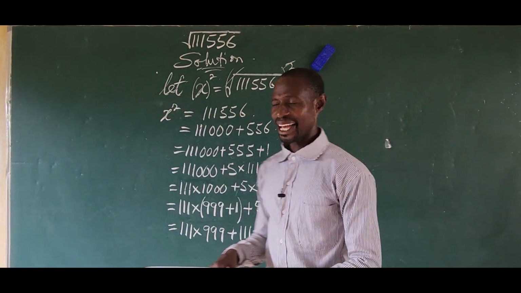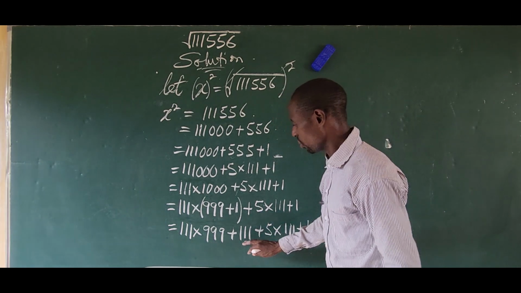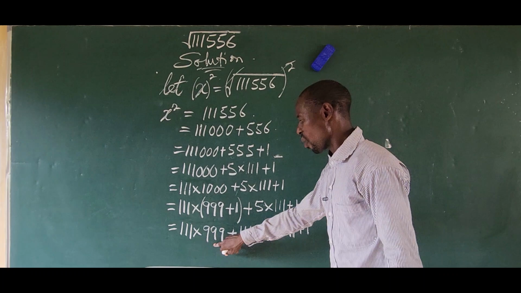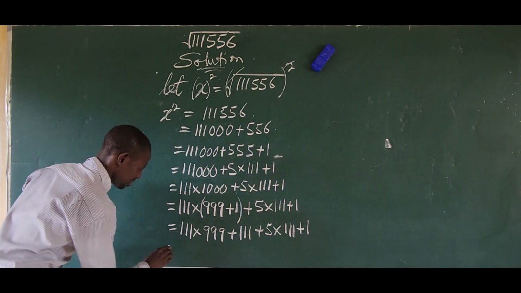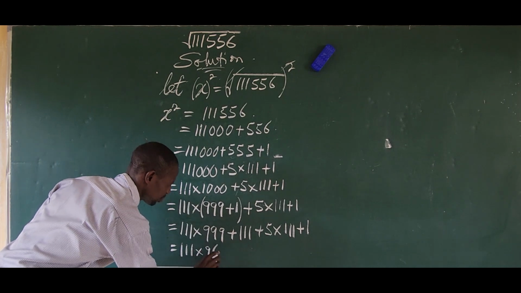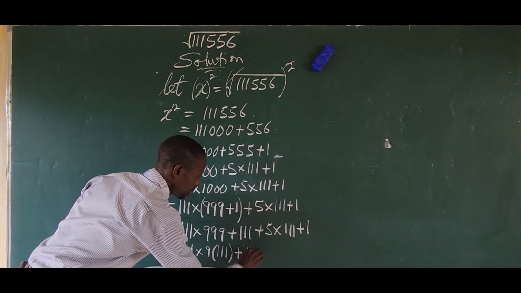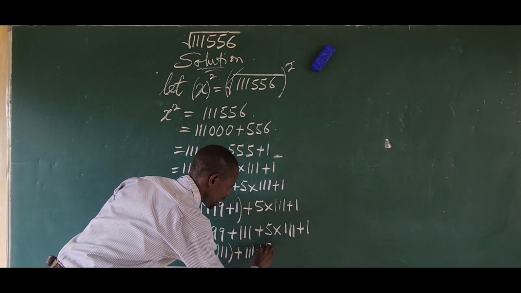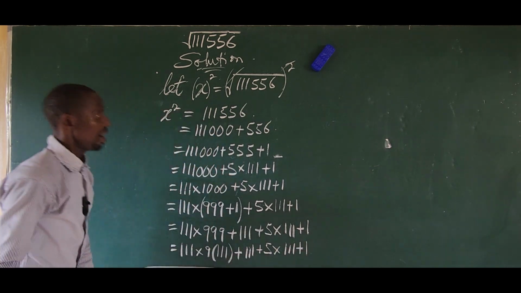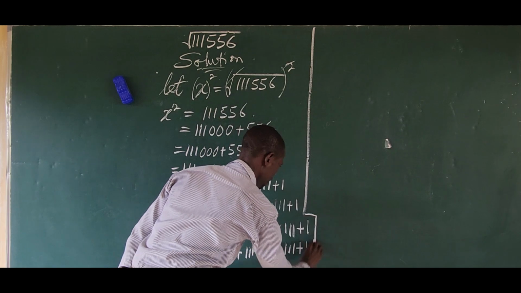Oh, okay. So let's look at this carefully. We want to get our 1 from here. So we're going to write this as 9 times 1. So this expression will give us 1 times, 9 into 1 in brackets, plus 1, plus our 5 times 1 plus 1. Okay, so let's continue on this other side and see what this special 1 is going to give us.